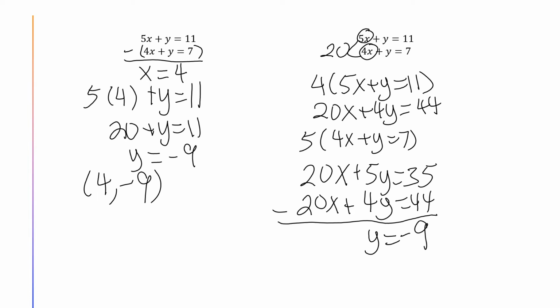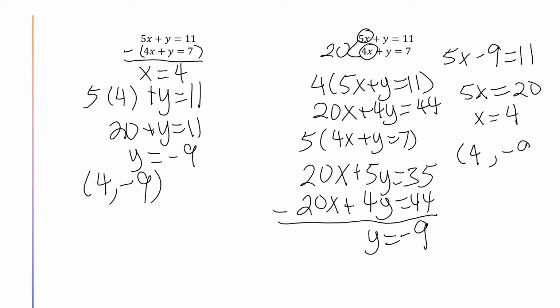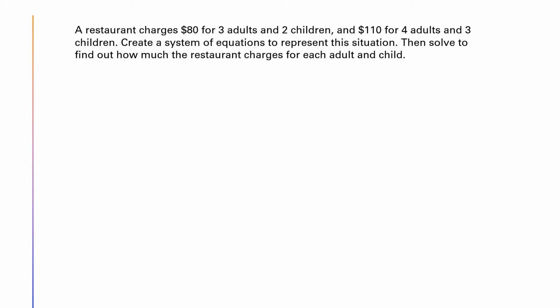So now we plug in negative 9 back into one of the equations. So we get 5x minus 9 equals 11. 5x equals 20, and x equals 4. Now we know the common solution is (4, negative 9), any way we do it. Let's do some more problems.